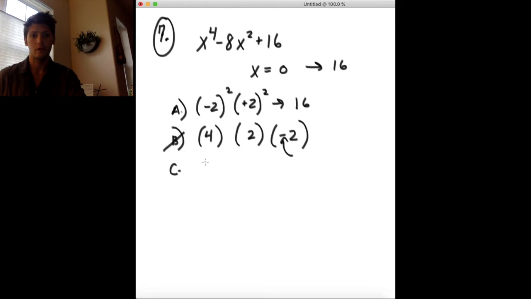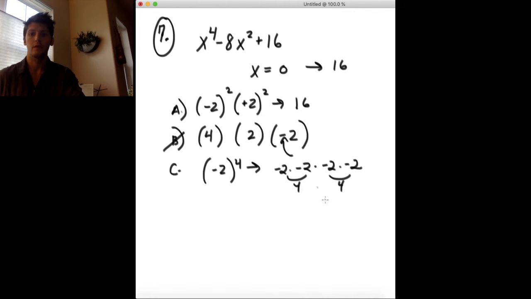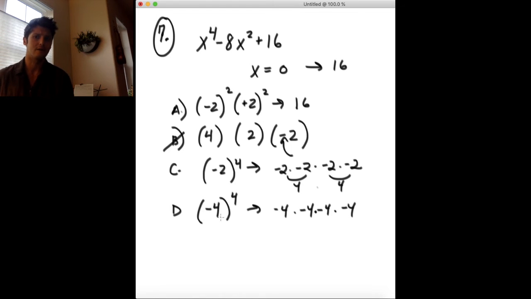Now, C would work. You'd have negative 2 to the 4th power, which again, when this gets tricky, you just write out negative 2 times negative 2 times negative 2 times negative 2, which is 4 times 4, or 16. So, cool. That one works. D does not, because you would just have negative 4 to the 4th power. And all you've got to know is that negative 4 times negative 4 is 16. So times another negative 4 and another negative 4, that's just not going to work out. You don't have to know that it's positive 256, which I think it is. You just have to know it's not 16. So I'm down to 2 answers.